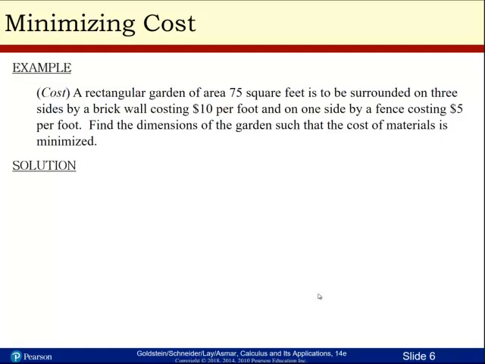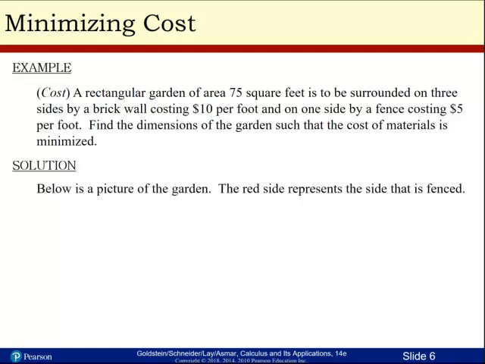Now, if a rectangular garden of area 75 square feet is to be surrounded on 3 sides by a brick wall costing $10 per foot and on one side by a fence costing $5 per foot, find the dimensions of the garden such that the cost of materials is minimized. Ooh, this is a little different.